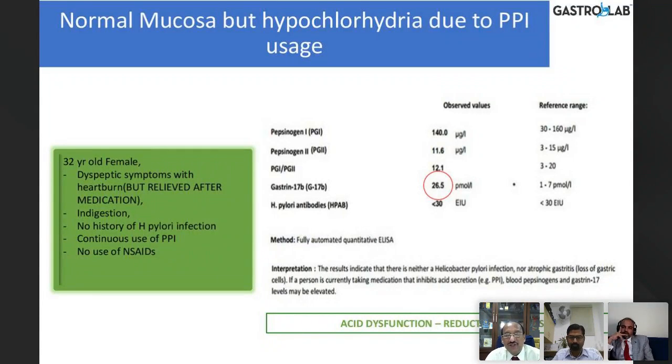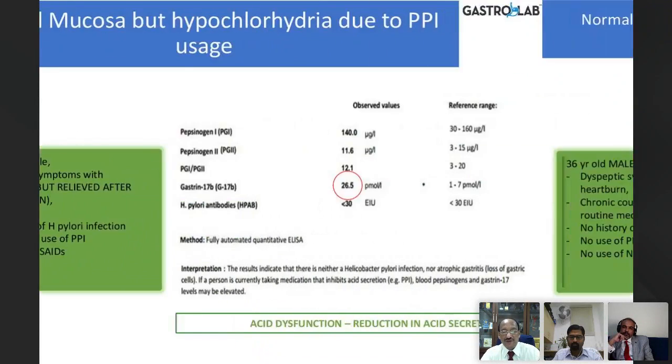On the other hand, the gastrin 17B is high and the H. pylori antibodies are normal. So this indicates there is hypochlorhydria. The less the acid, the more the gastrin. The body is trying to stimulate the parietal cells to produce more acid. That is why it keeps producing more gastrin. So this is hypochlorhydria, very obviously because of PPI use. That is by far the commonest.